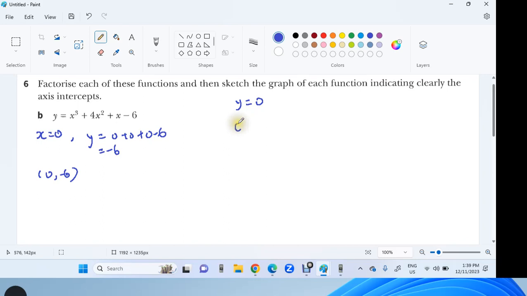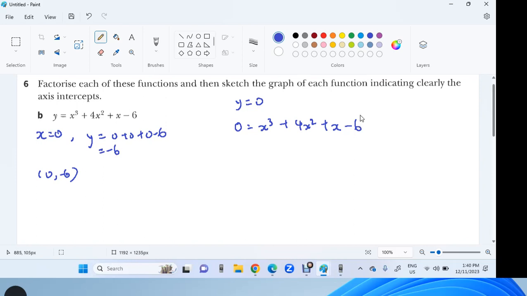So we have 0 equal to x power 3 plus 4x squared plus x minus 6. This is what we will need to solve. So we have to use the remainder theorem. We have to find the roots. Long division, if you want to do long division, you also must know at least one root.